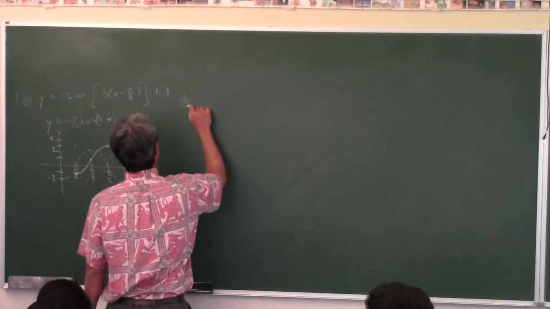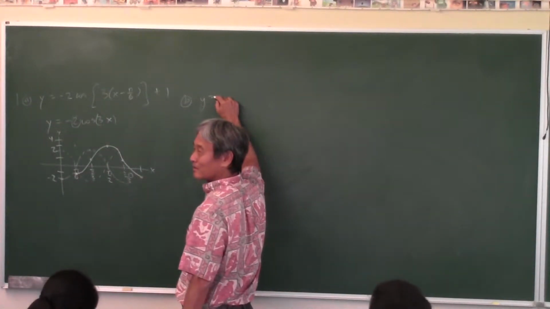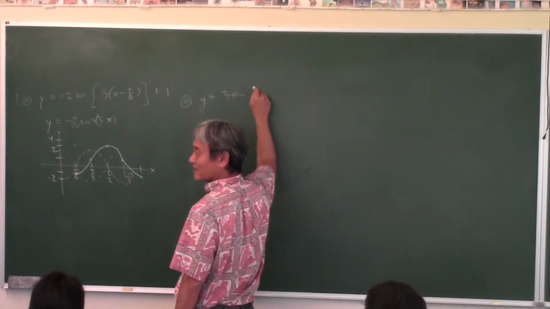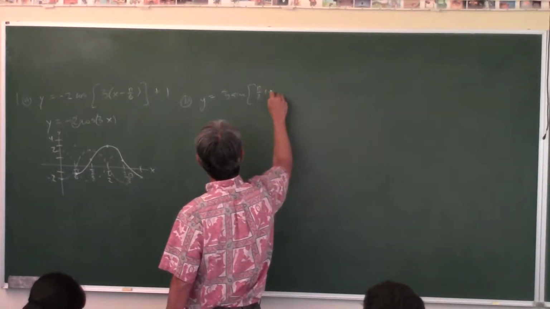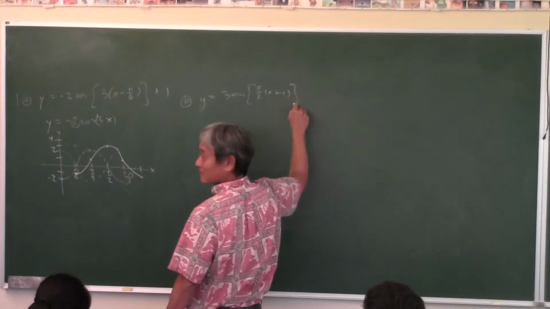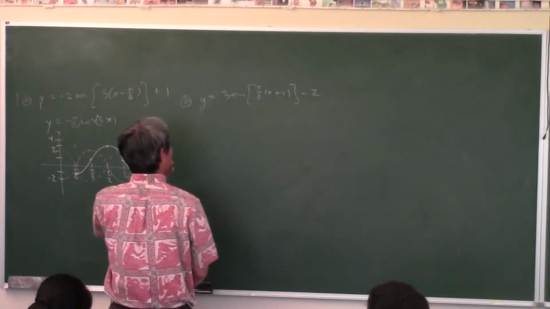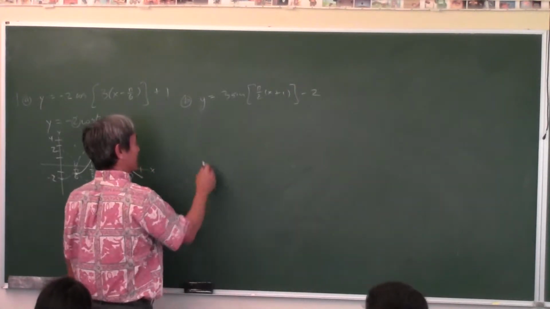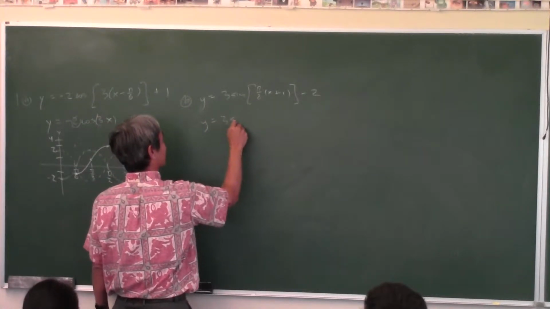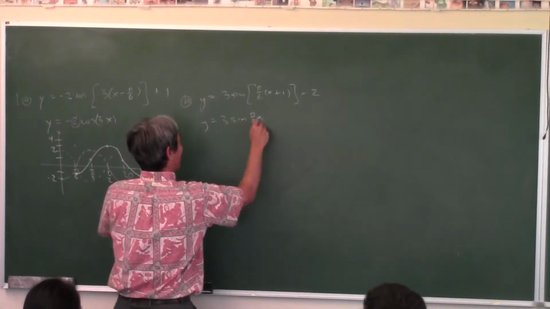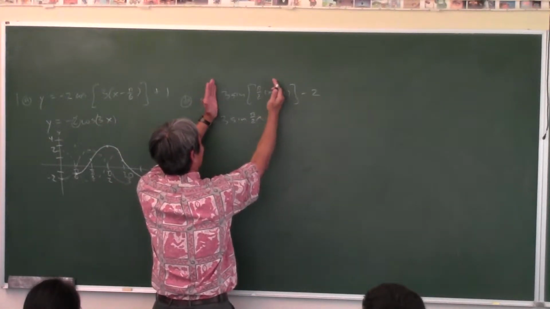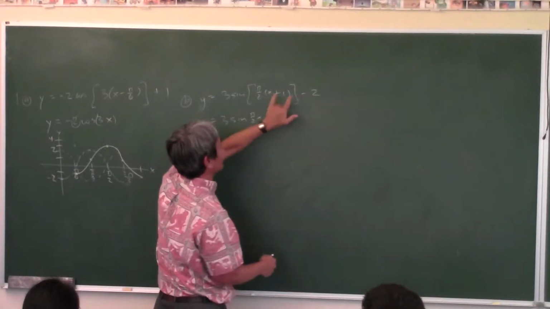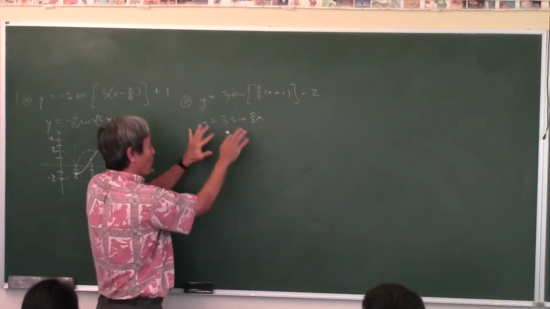If B, y equals 3 sine of (pi over 2)x plus 1, minus 2. Okay, so what graph should I draw? Just look at this right there. Look at that. And then you just shift it one left and two down. So worry about that first.